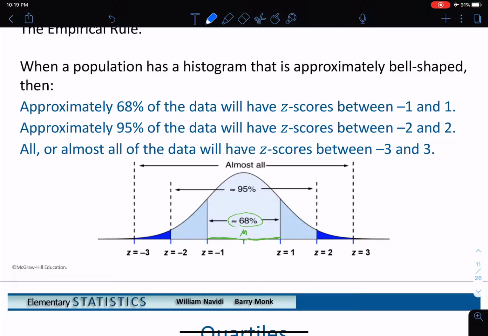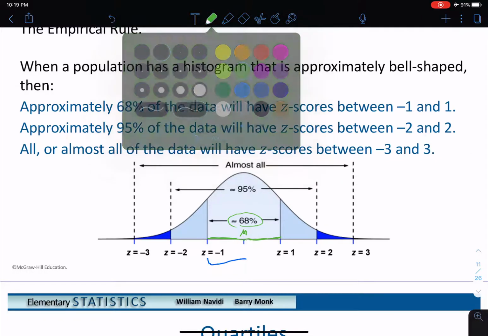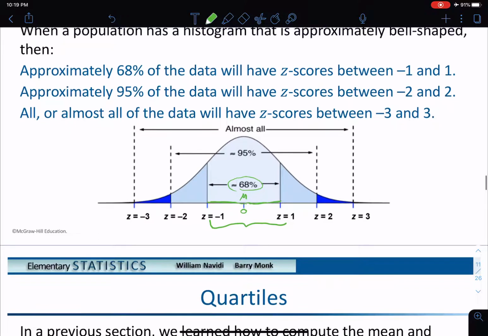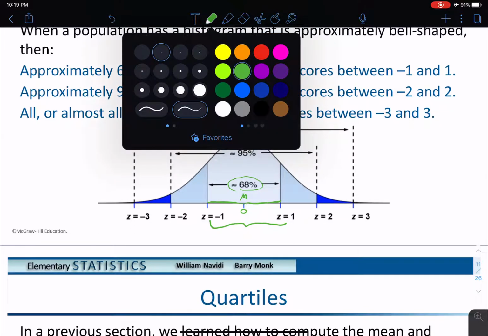So now we can say one z-score to the left and one z-score to the right. And remember, once again, the mean is always 0 when we're talking about z-scores. That's going to give us approximately 68% of the data. And then we can continue on from that.